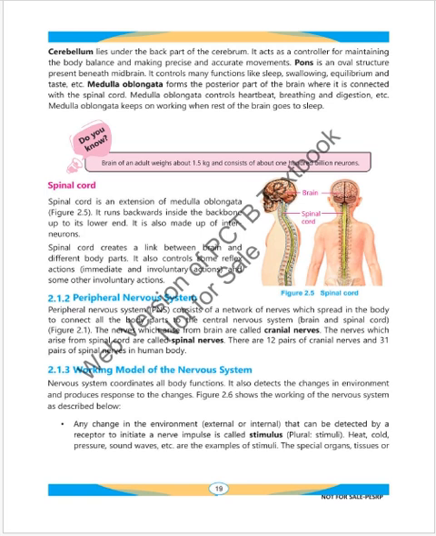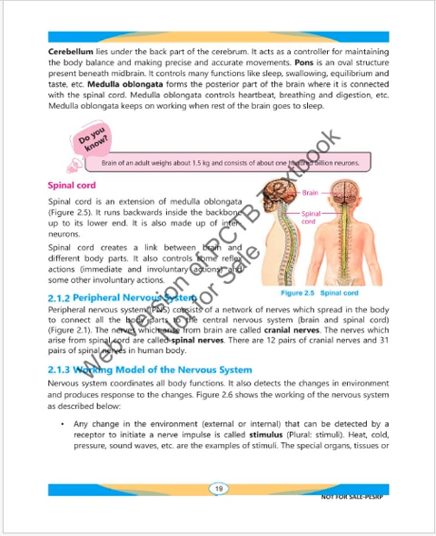Peripheral nervous system. The peripheral nervous system consists of a network of nerves which spread in the body to connect all the body parts to the central nervous system, brain, and spinal cord. The nerves which arise from the brain are called cranial nerves. The nerves which arise from the spinal cord are called spinal nerves. There are 12 pairs of cranial nerves and 31 pairs of spinal nerves in the human body.